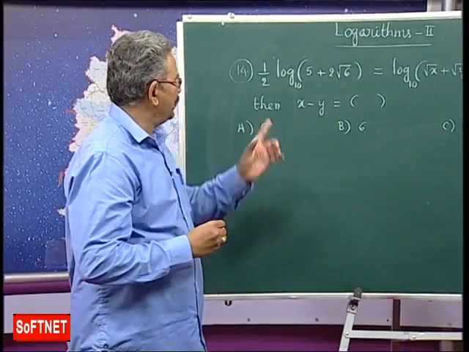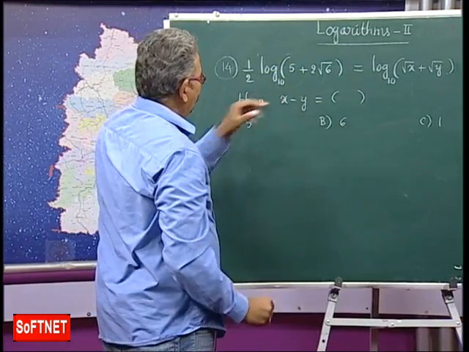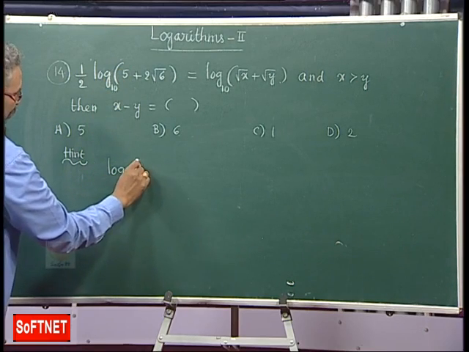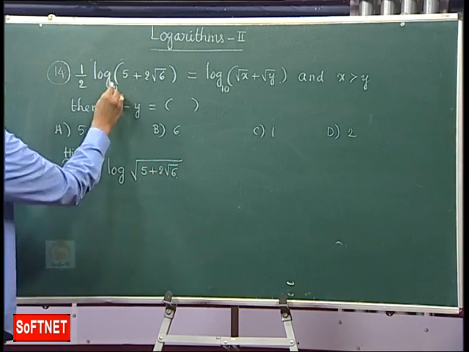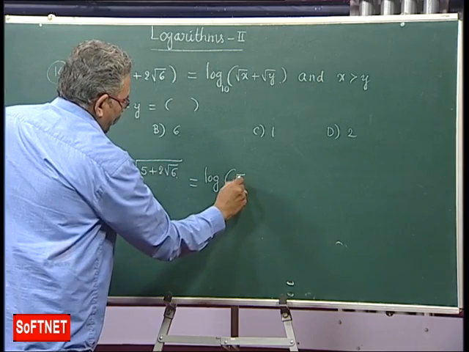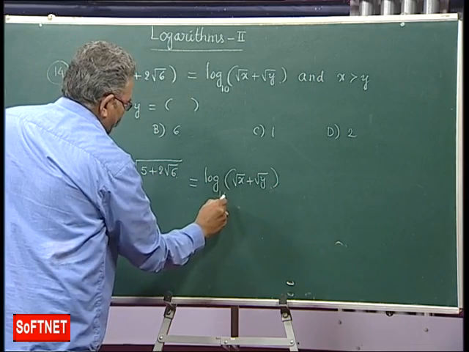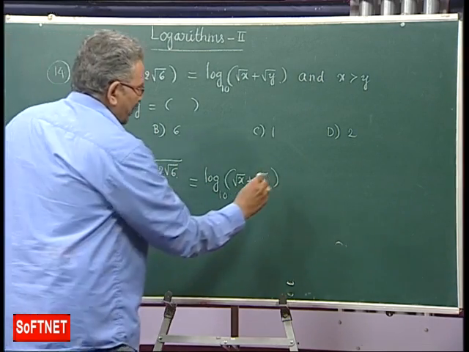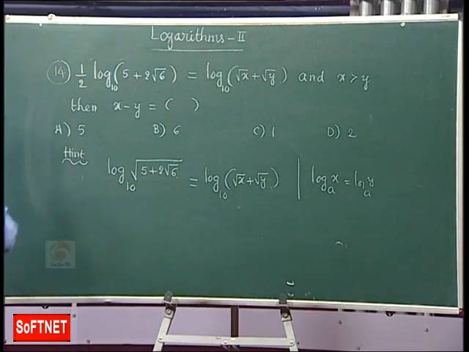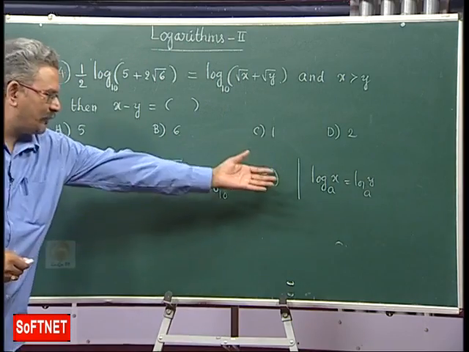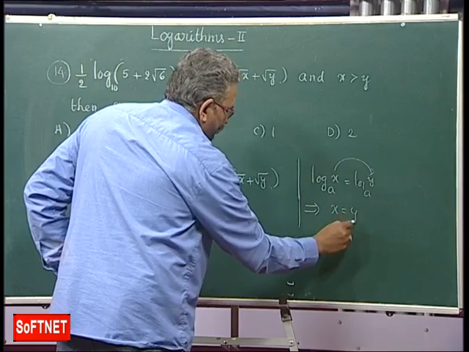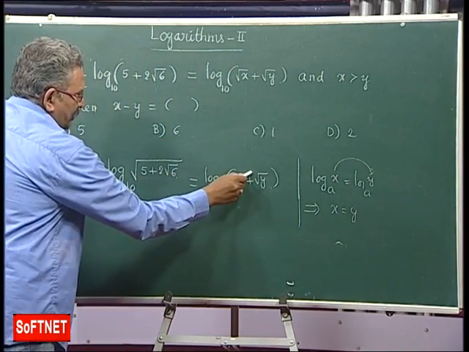So, we have to do here, this half means we have to apply the power rule here. So, first this can be written as log of root (5 plus 2 root 6) to the base 10 equals log of (root x plus root y) to the base 10. Now, we have one formula in logarithms: if log x to the base a is equal to log y to the base a, then since bases are equal, x is equal to y. It's very, very important because in many problems we use this concept.